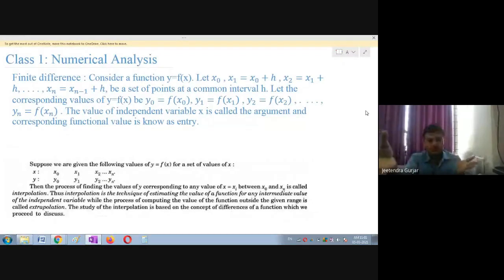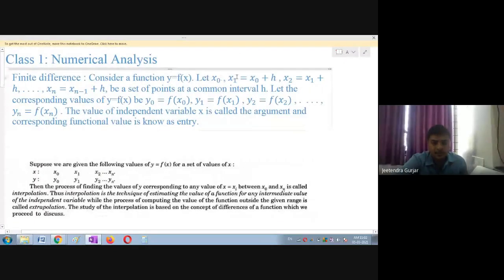So this was an introduction to why we are studying numerical analysis and finite difference. Okay, we'll go back to our definition again. Yes, students, what is the finite difference definition? Consider a function y equals f of x. You can see we have taken one independent variable, as we have discussed that one will be the independent variable and the other will be the dependent variable.